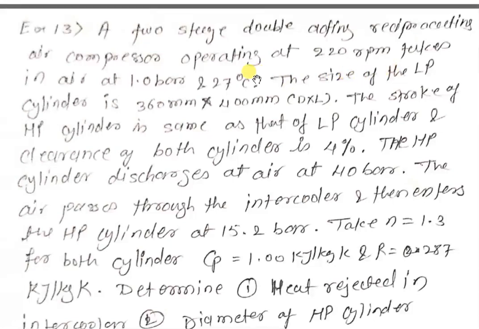The size of LP cylinder is 360 mm by 400 mm. When a dimension is given for a cylinder like this, the first is diameter and the second is stroke length. It means the diameter of LP cylinder is 360 mm and the stroke length of LP cylinder is 400 mm.